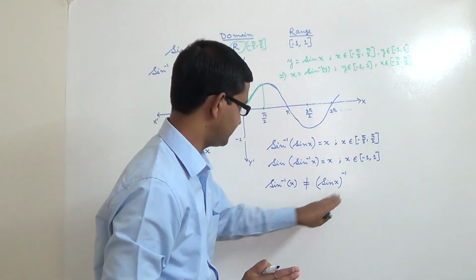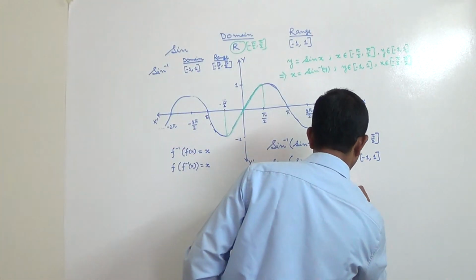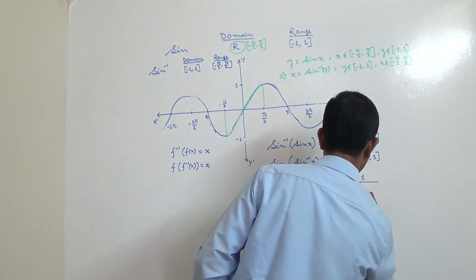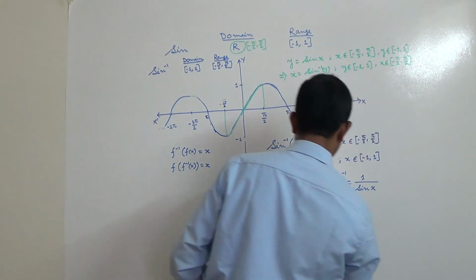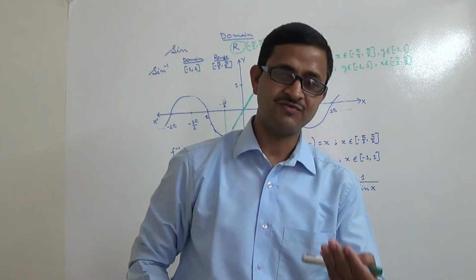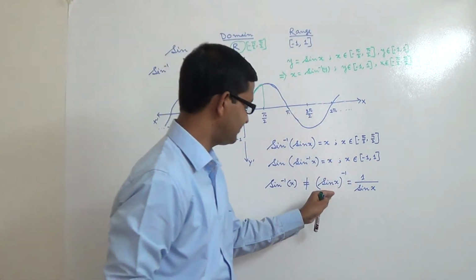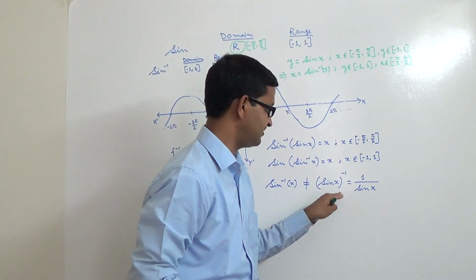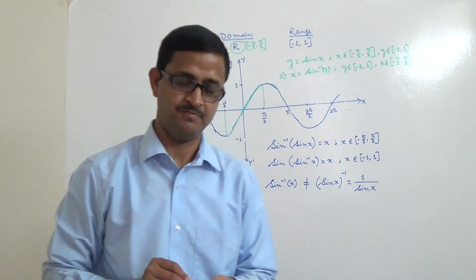What is sin x inverse? Sin x inverse is equal to 1 by sin x. And what is sine inverse x? It is the inverse of the function sine. And here it is the reciprocal of the function sine x. Okay, these two are not the same.